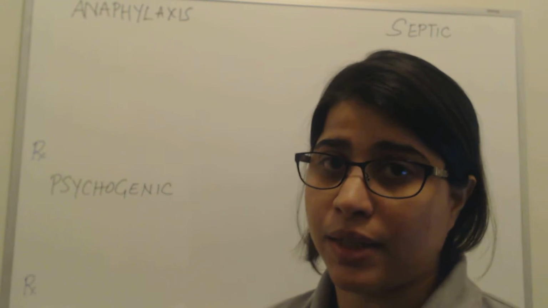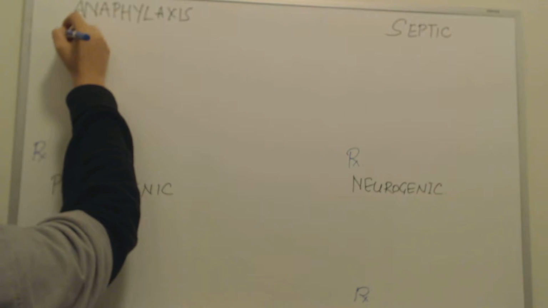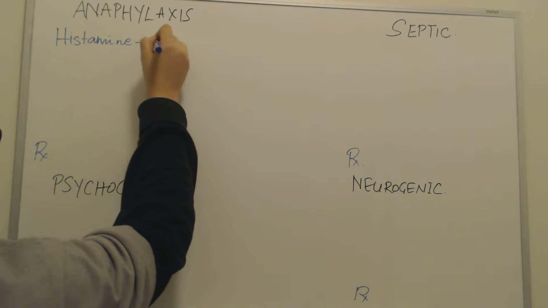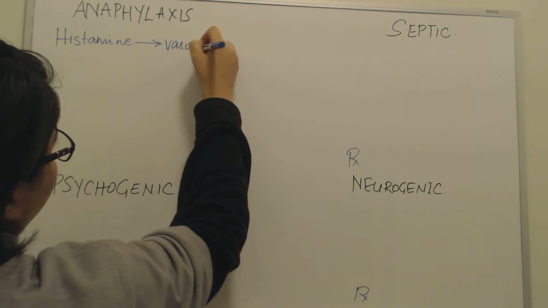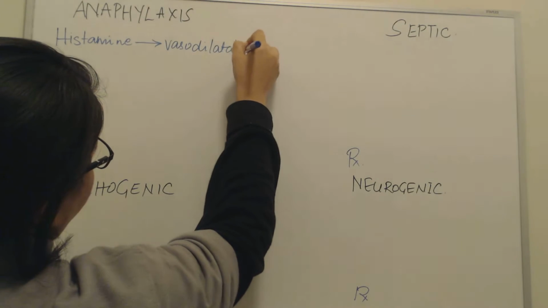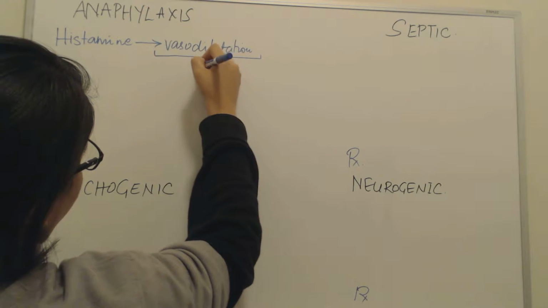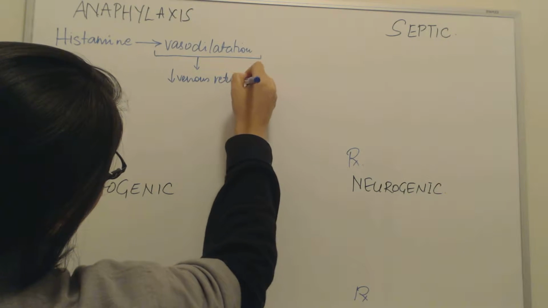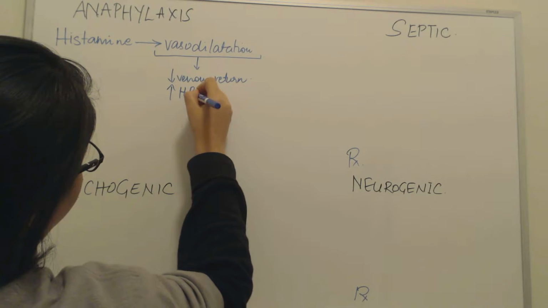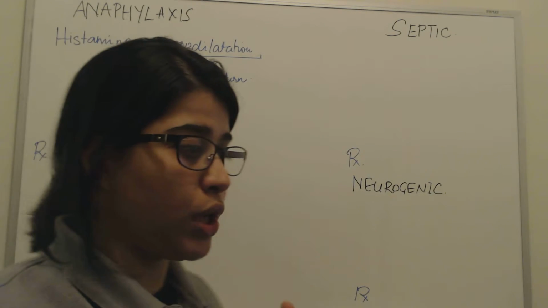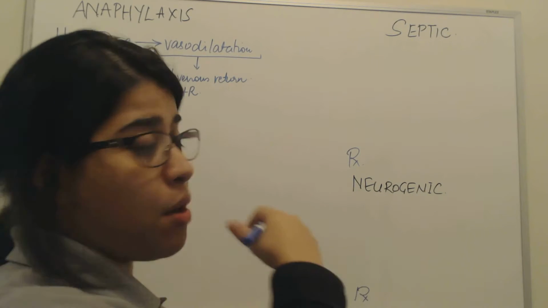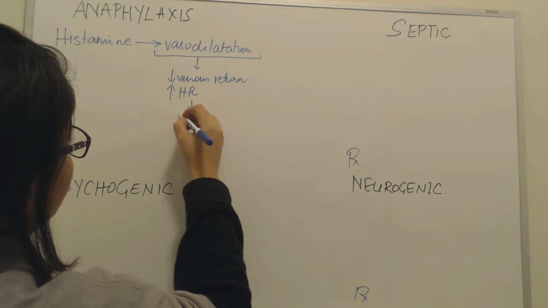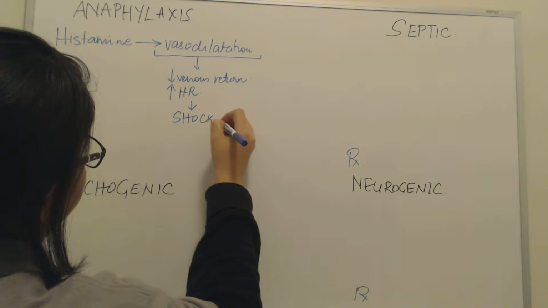So what happens in anaphylaxis? Histamine is released into the body, and histamine is what causes the widespread vasodilatation. If the vessels start to dilate, there will be decreased venous return. There will be increased heart rate because the blood pressure is low. So in order to maintain the cardiac output, the heart is going to compensate with an increase in heart rate, that's tachycardia. And eventually the person is going to have features of shock.